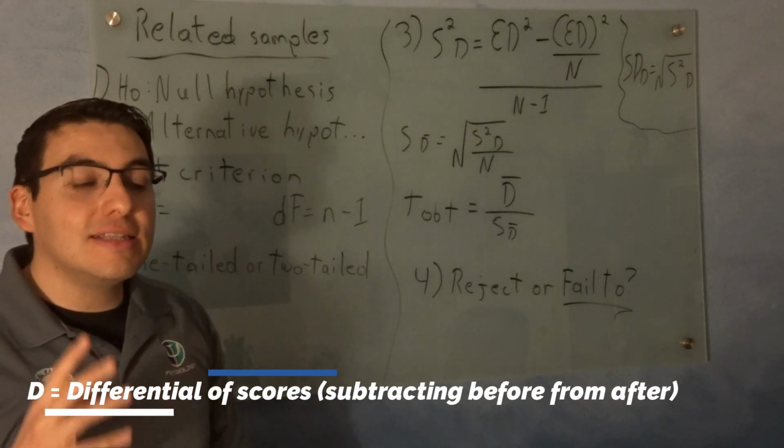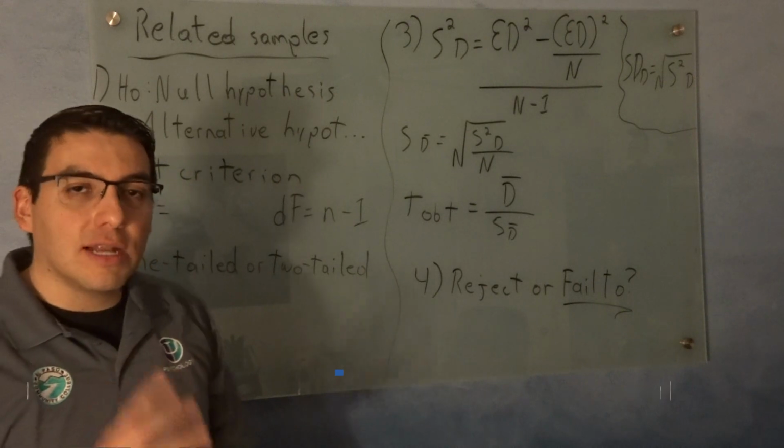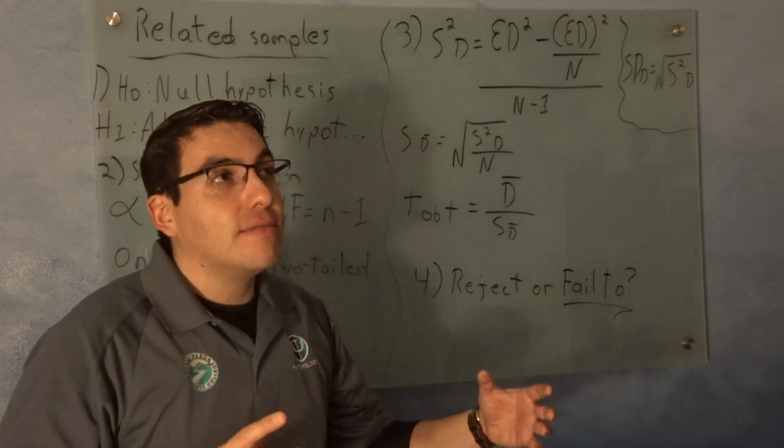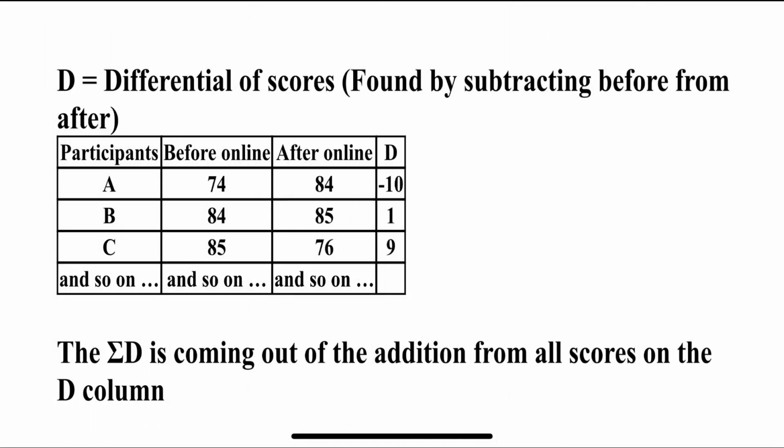Uppercase D is the differential of scores. You can see this on the slides. If I'm interested in knowing the grades of students before and after going online, I have 20 students here. Student 1 had a 74, student 2 had an 84, student 3 had an 85, and so on.